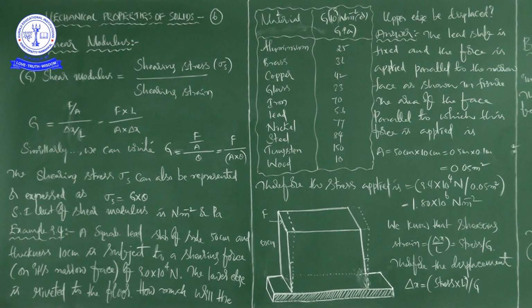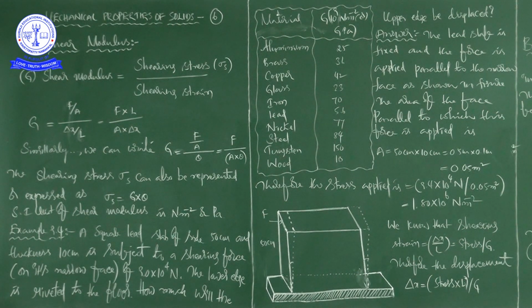Next, come to this point again, which I already told you. For most of the materials, G is equal to Y by 3. This is a very important relation, relating the shear modulus to the Young's modulus. So G is equal to Y by 3. Next, here we have an example problem. Now we will go through the example problem.